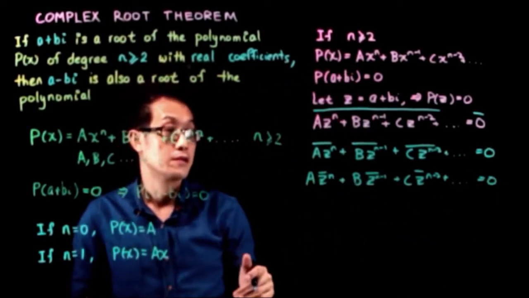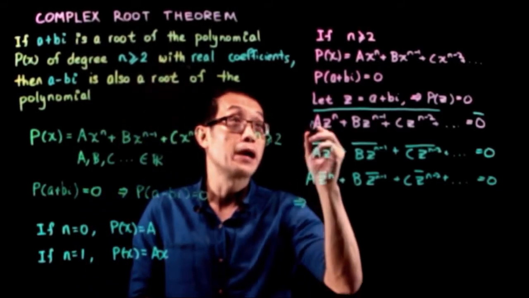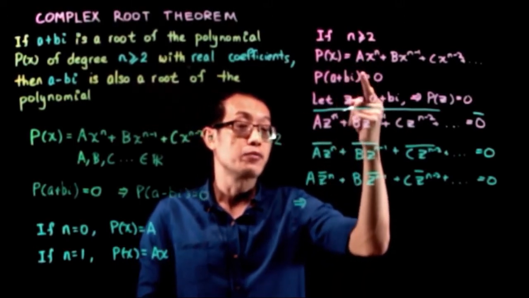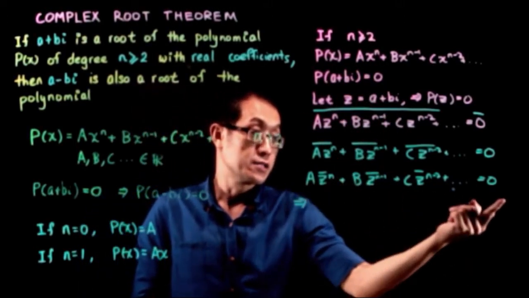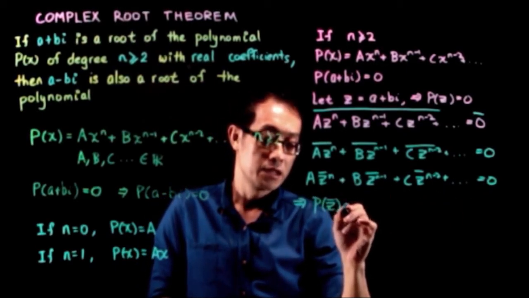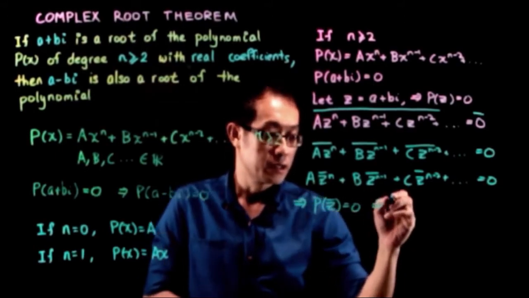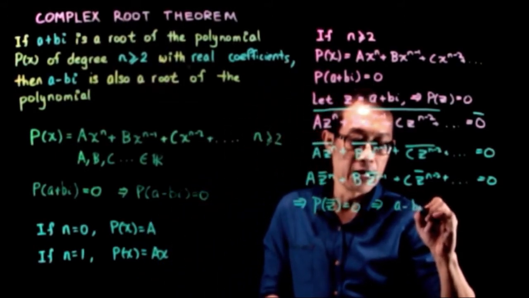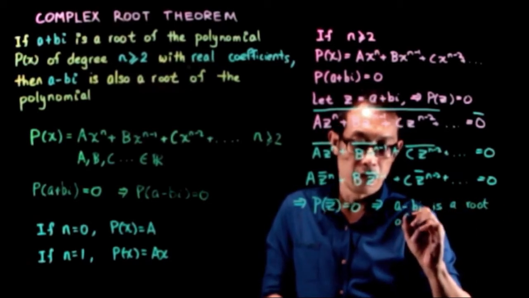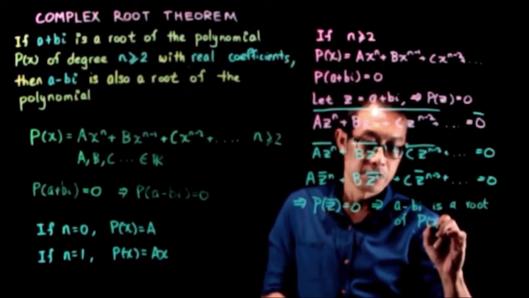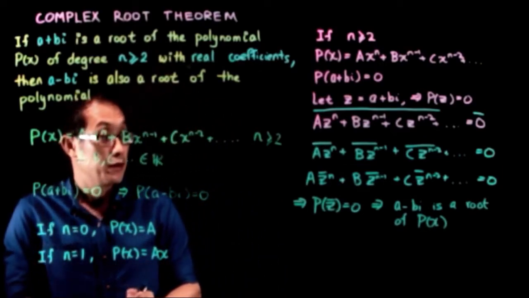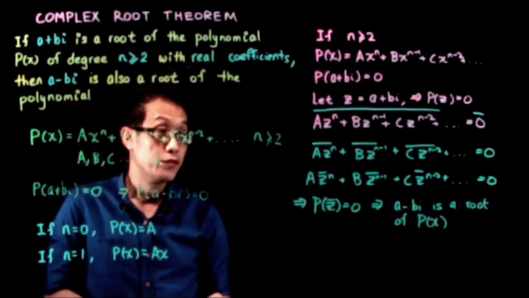Now what does that mean? It implies that if you compare this against this one, you realize that I replaced z with z bar, and that is equal to 0. So it implies that p of z bar is 0. It implies that a minus bi is a root of p of x. Okay? Now, we have come to the end of the proof.